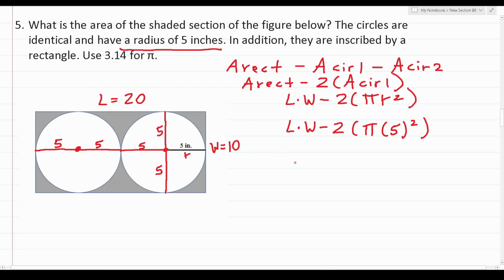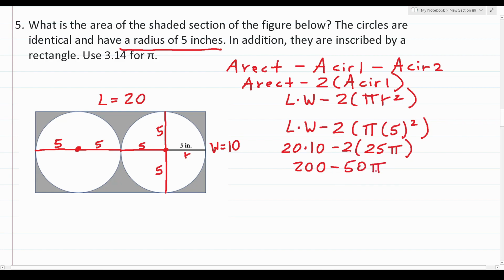All right, so let's go ahead and plug those in. We know we have a length of 20, a width of 10, and that's going to be minus. Let's work this out very quickly. What is 5 squared? That's 25, so this is 25 pi. All right, let's work this out. 20 times 10 is 200. And what is 2 times 25 pi? That's going to be 50 pi.